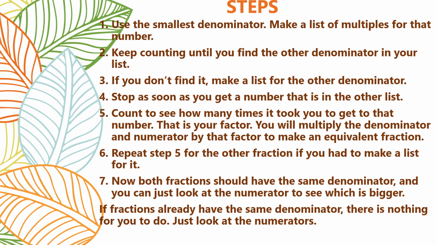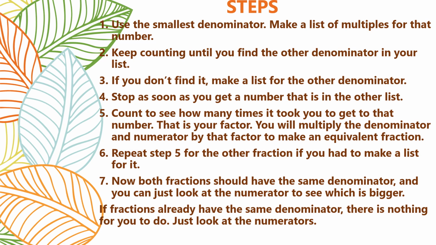First, we're going to look at our steps. So step 1, you're going to use the smallest denominator. Make a list of multiples for that number. In your question, you're going to have 2 fractions. Next, you're going to keep counting until you find the other denominator in your list.